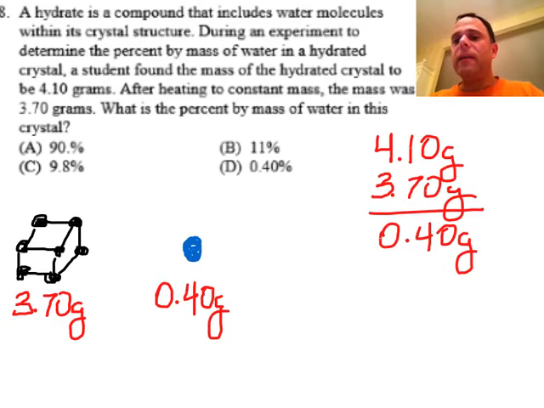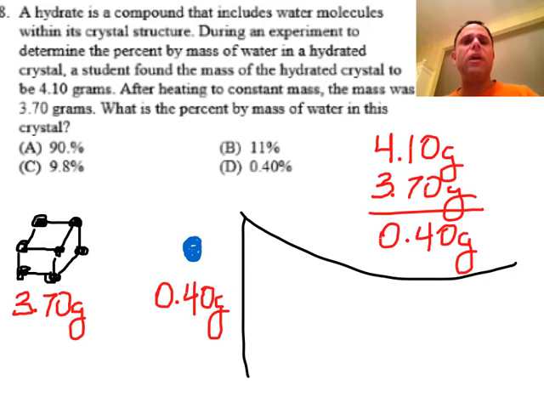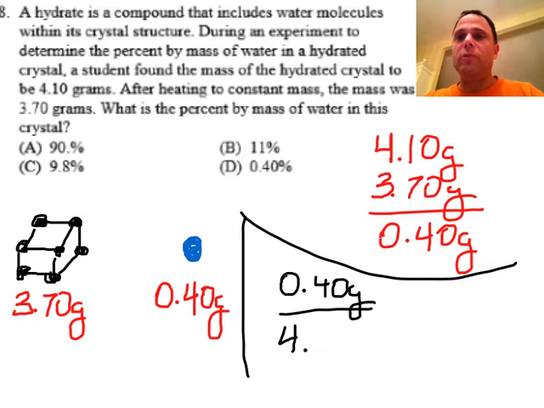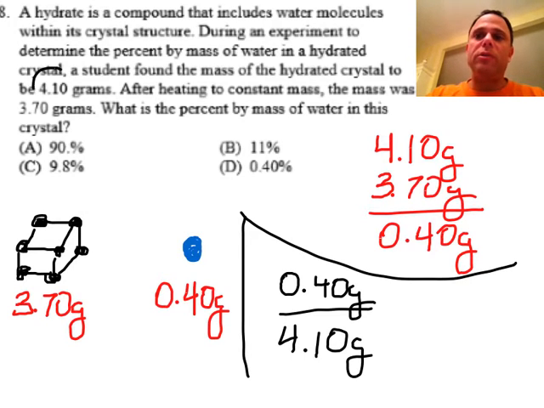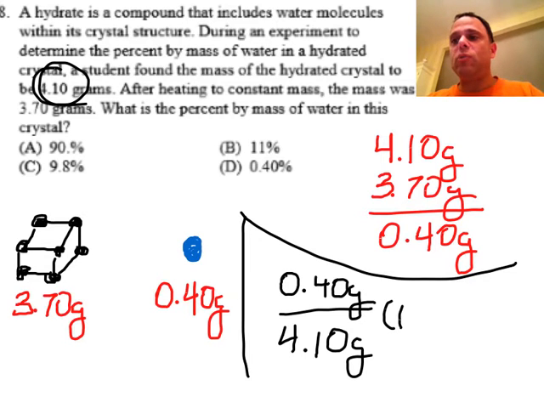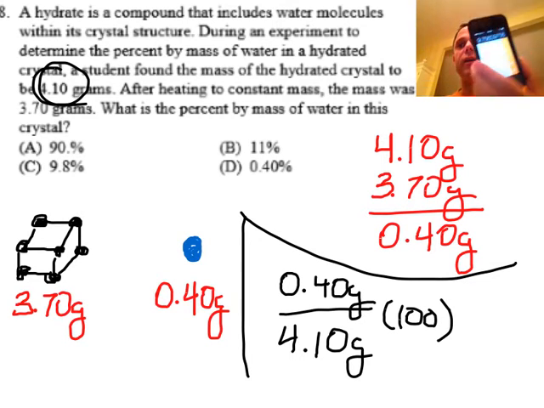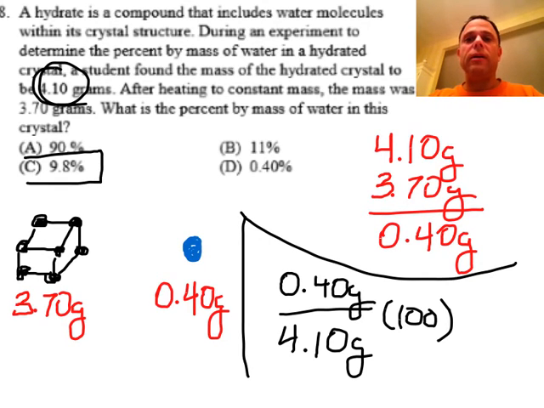There we go. Now, if we want to figure out the percent composition by mass, if you remember, the formula was the mass of the part divided by the mass of the whole times 100. So we would end up with 0.40 grams divided by 4.10 grams, because remember that was the entire amount, times 100. I already did it on the calculator. There's your answer. Inspect the choices, and it is choice C.